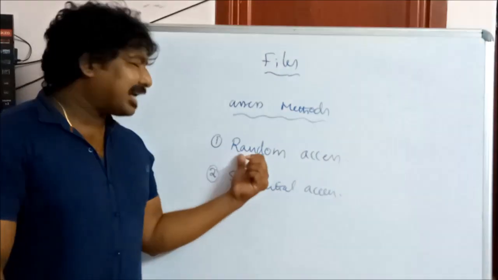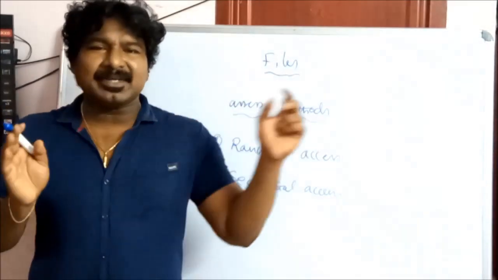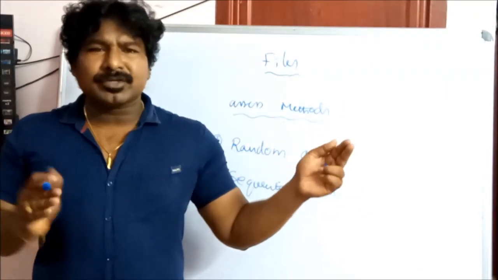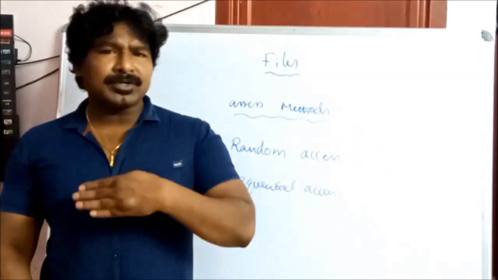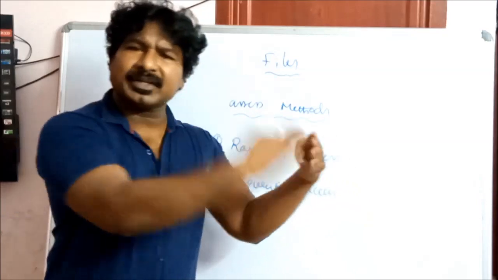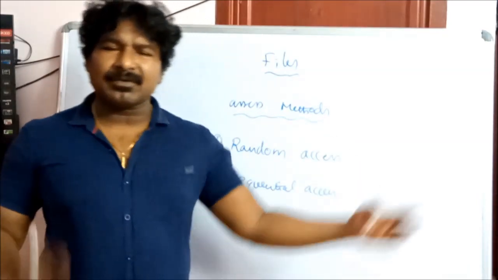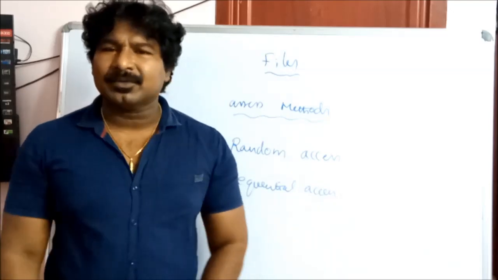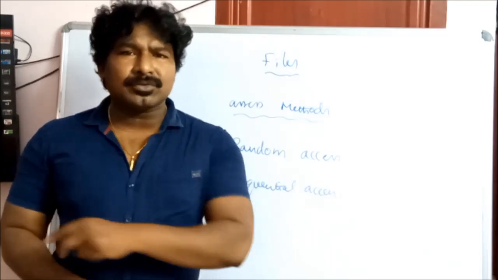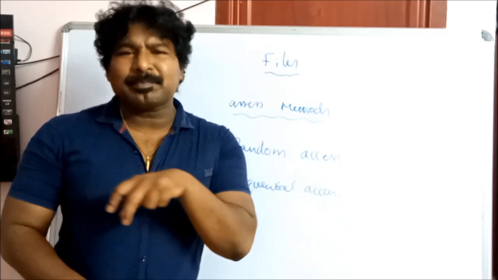Random access means if there are 10 elements in my file, you can go to any element without visiting the previous elements. That means if I want to go to the 10th element, I can directly go to the 10th element and access the value. If I want to go to the 5th element, I can directly go there and access the value. Okay, friends, so there is no need to access all the previous values.